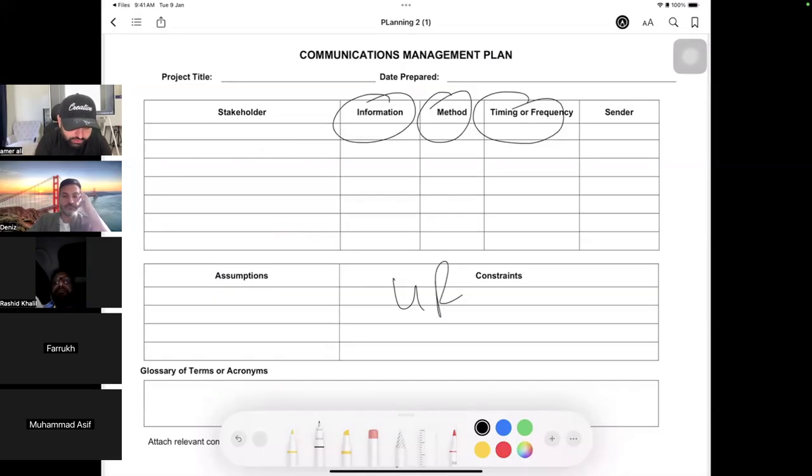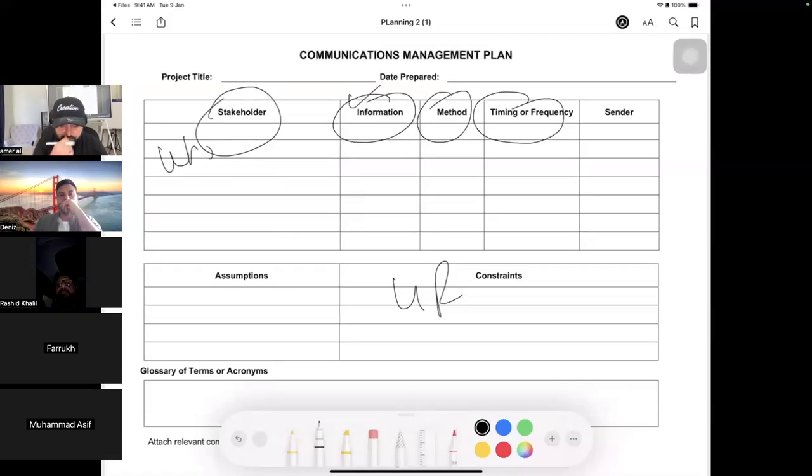Who is the stakeholder? What information does he need? How am I going to give him the information? When does he need the information? Guys, this is two things, timing or frequency, right? Timing is when he needs it. Frequency is how many times. Who is going to send that information? Now, if your project has some confidential information, that should be mentioned.